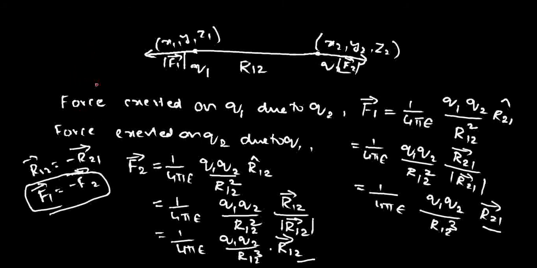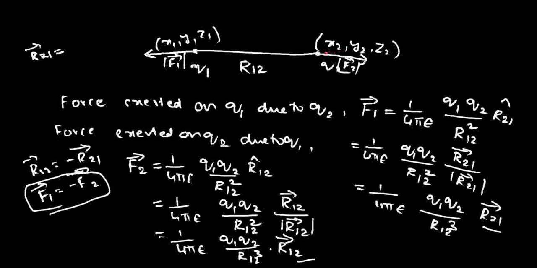And what will be the vector representation for R21 bar? You want to find out this vector. The equation of the vector line joining, starting from one point to the other point, can be found out as the final point minus the initial point.